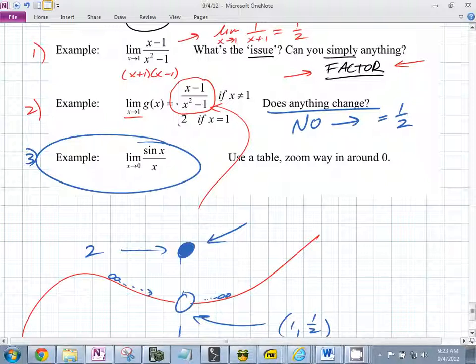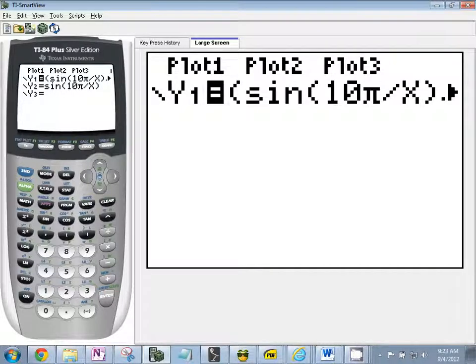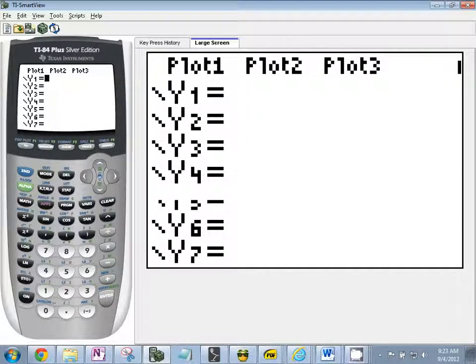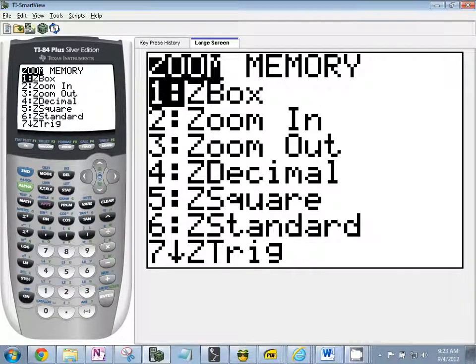So let's do that right now. Let's go to y1. Let's clear these out. It's not that hard to type this in, right? Sine of x divided by x. Let's zoom trig. We're looking at it around 0, correct? Is that actually a pretty calm curve? Yeah. It's actually a very calm curve.